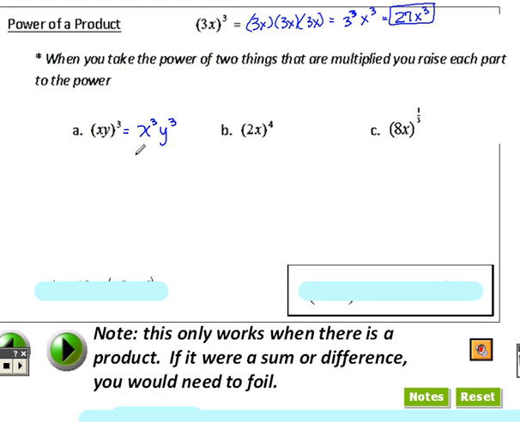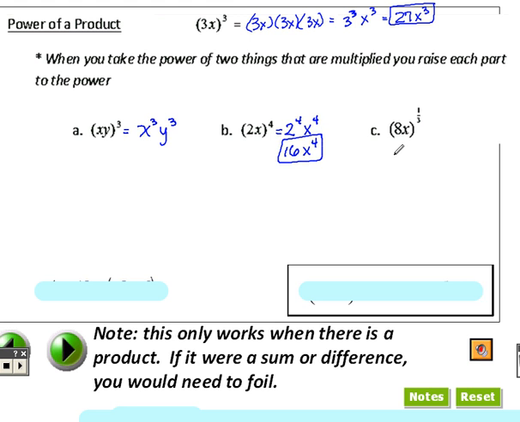All right, how about this one? 2 to the 4th, x to the 4th. Now I'd want to multiply that out. 2 to the 4th: 2 times 2 is 4, and 2 times 2 is 4, and 4 times 4 is 16, so we get 16x to the 4th.